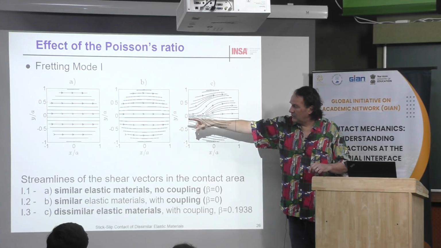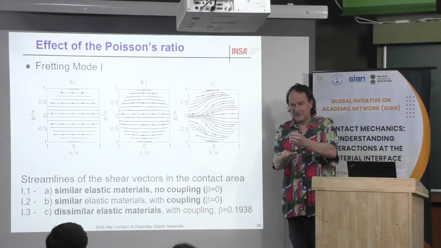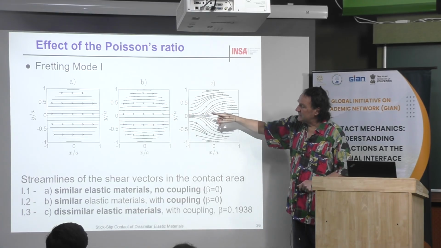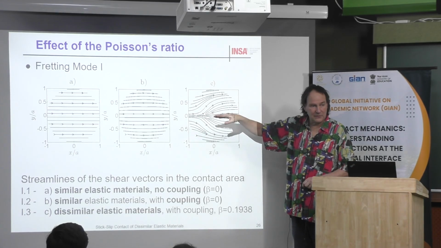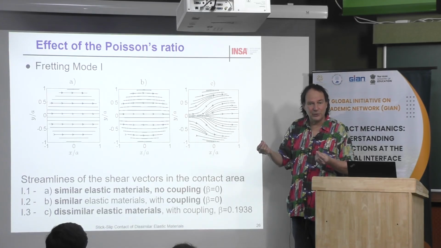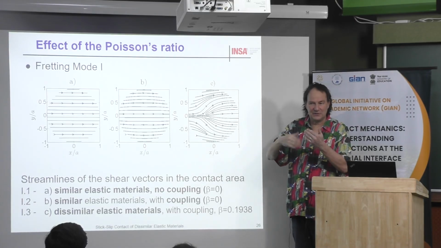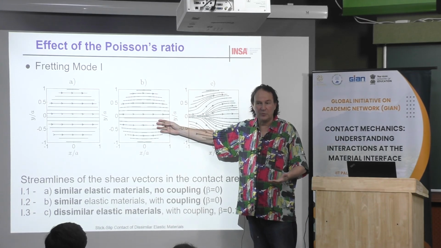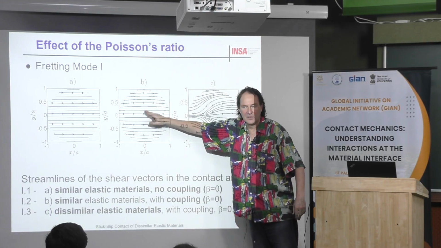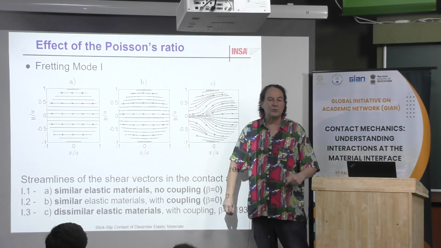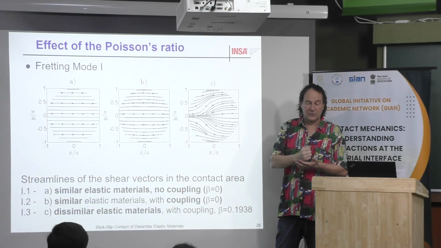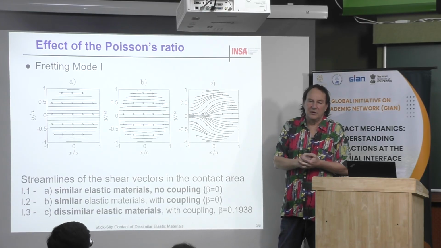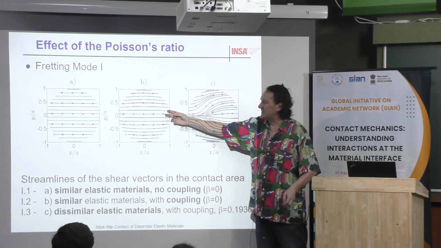Then on the left, we have a sphere on a flat. You move from the left to the right. You can see that all lines are horizontal because we neglect coupling between transverse shear stress and normal. And now this is a real solution. This is a correct solution. You have couplings, and you can see that there is a slight difference. This is why when you solve a contact problem with fretting for the same materials, you don't have to consider coupling. Okay, it can be interesting, but it's a very slight difference.